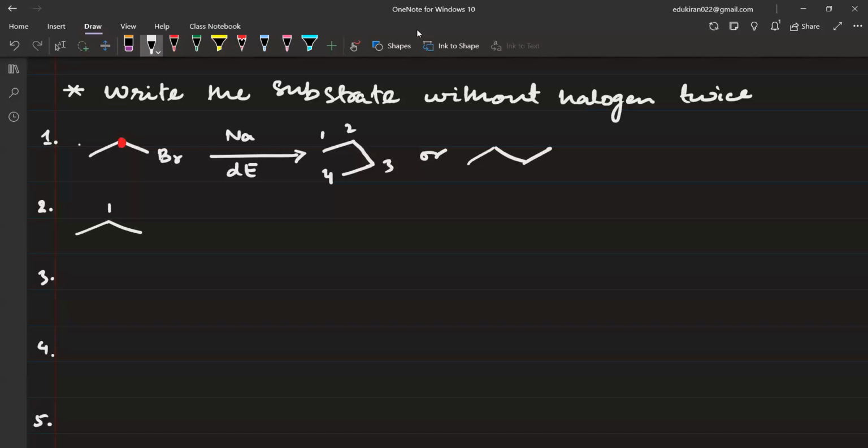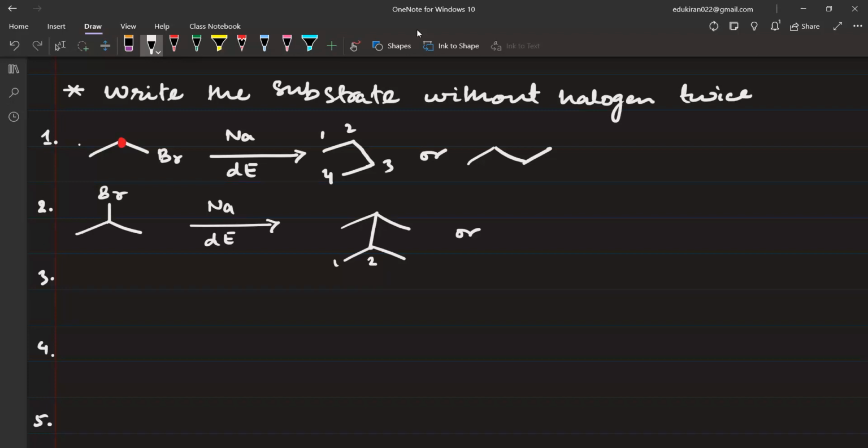If you have something like this, draw it twice without the bromine. Where is the alpha carbon? This is the alpha carbon. This is the alpha carbon. Make a bond. When you are going to write it properly, please see how you are going to write this.